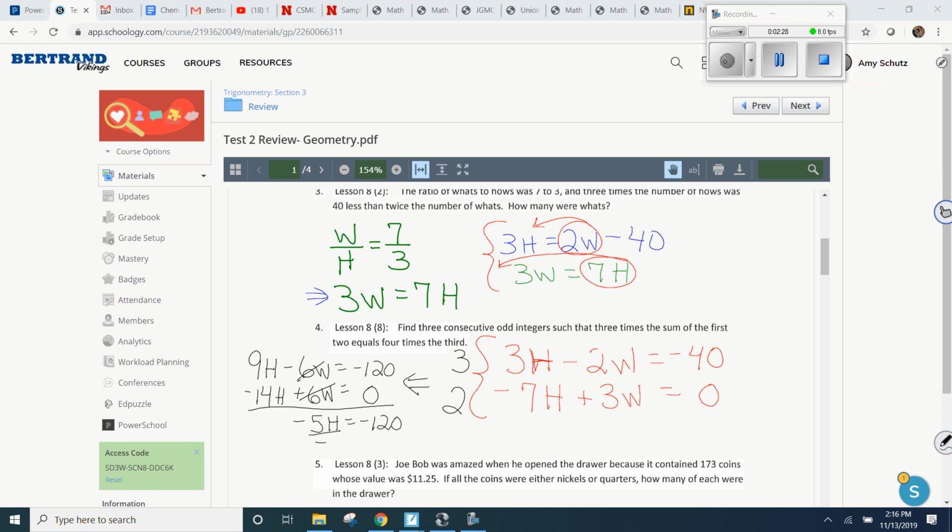And when you divide by negative 5, how many hows are there? 24. So how many whats are there? I don't care. If it were me, I'd probably put it in right here. So if I put it in right there, I know that the hows are 24. You could cross multiply or divide, or it's a scale factor of 8, which gives you how many? Whats: 56.